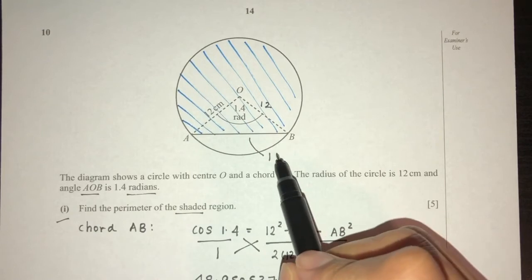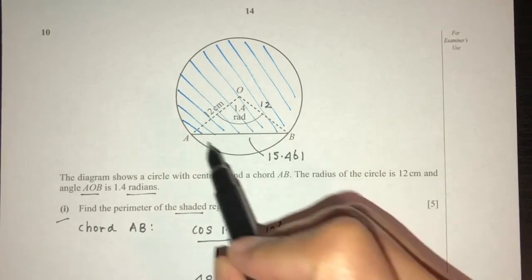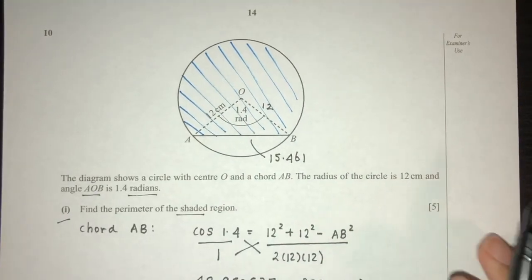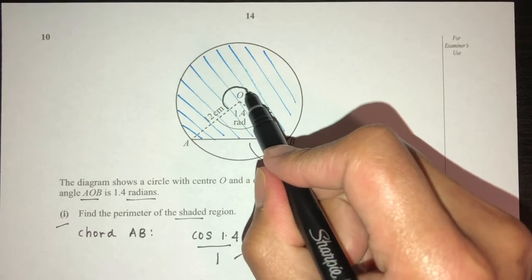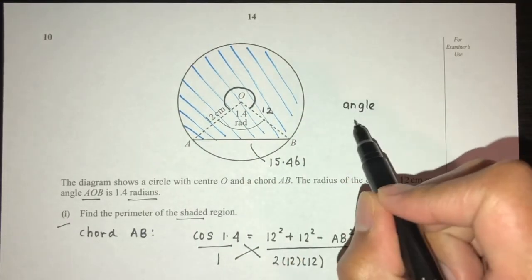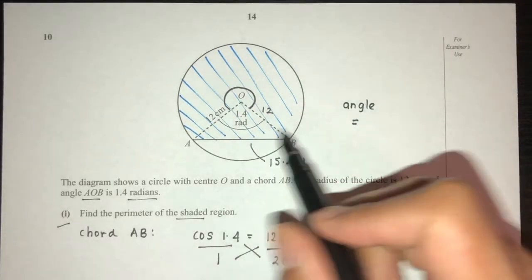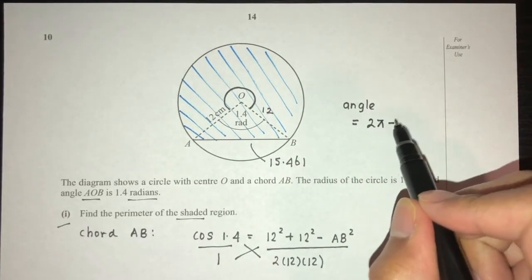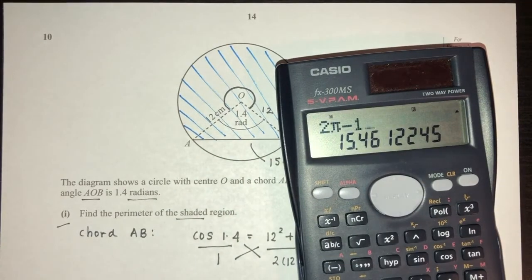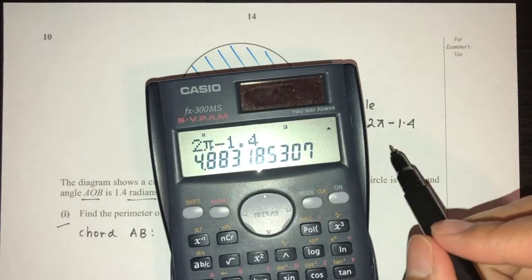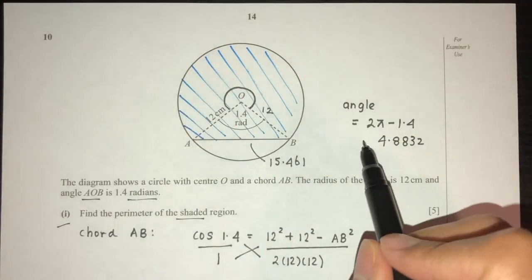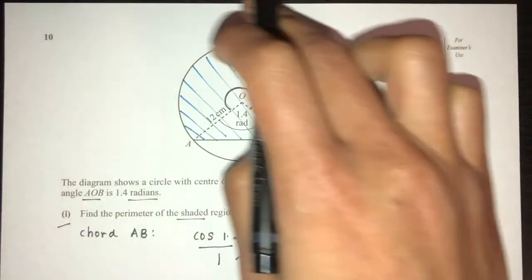That is 15.461. Now what is the length of the major arc? To find that, we need to find the value of the angle. What is this angle? We first take the whole angle, which is 2 pi, minus this one, 1.4. So 2 pi minus 1.4 will be 4.8832.